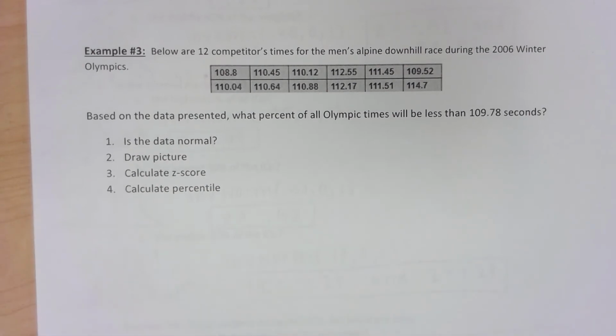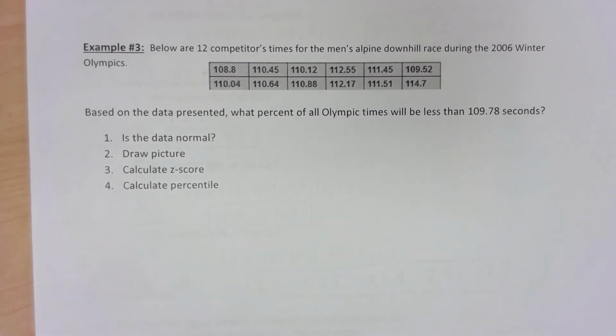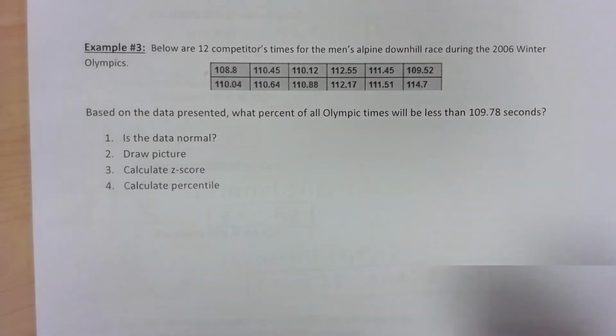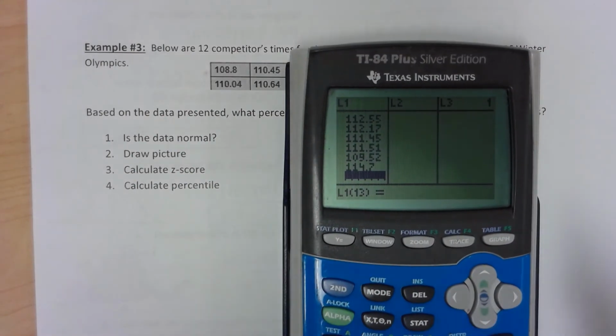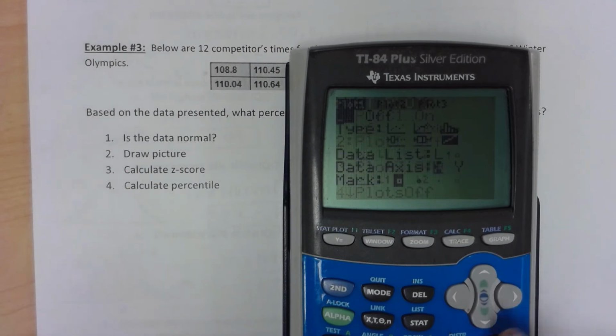On this next example, we are going to put everything together. It tells us there are 12 competitors' times for the men's alpine downhill race during the 2006 Winter Olympics. Based on the data presented, what percent of all Olympic times will be less than 109.78 seconds? So the first thing I want to do is make sure the data is normal. So I have typed all of my data into my L1 here, and I'm going to create that normal probability plot.